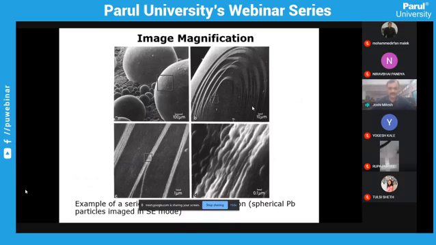An example of this resolution is given over here, where we have spherical latex particles. You can see there are 4 images. By looking at them, you can identify that the resolution for a particular size increases. I have taken this at different accelerating voltages.